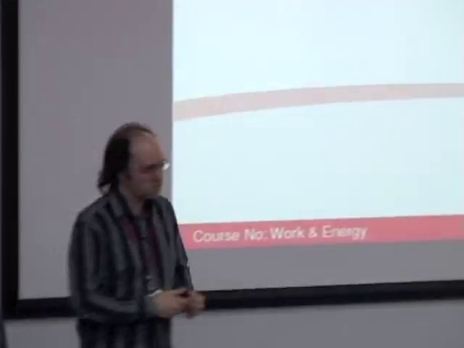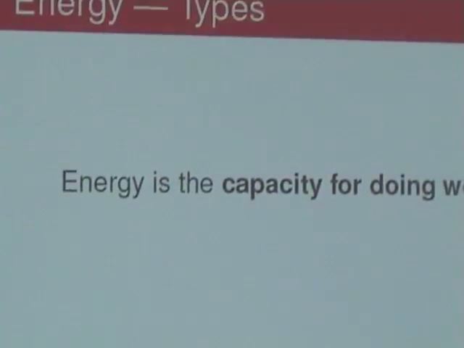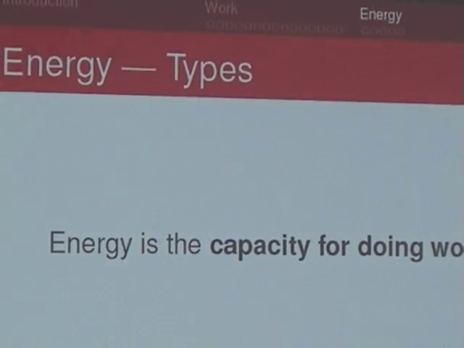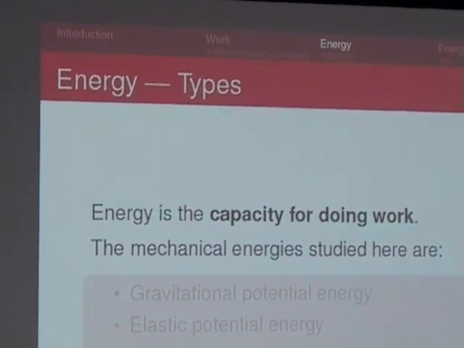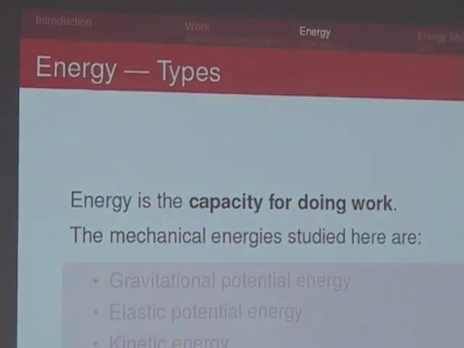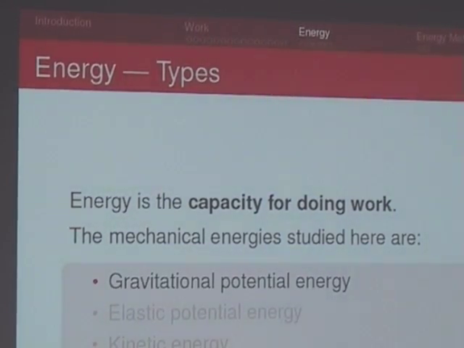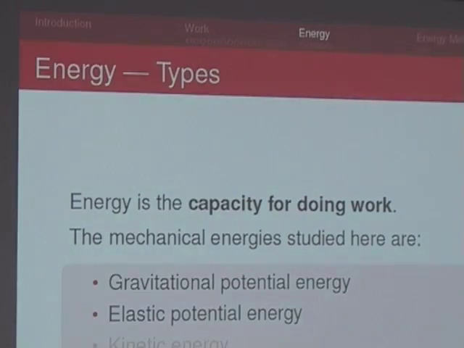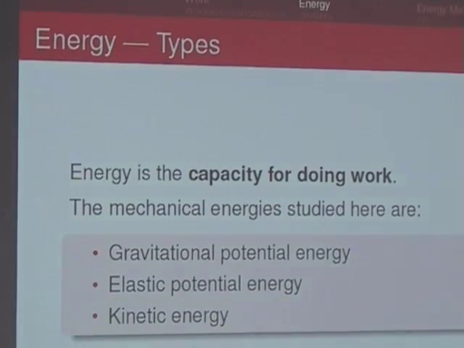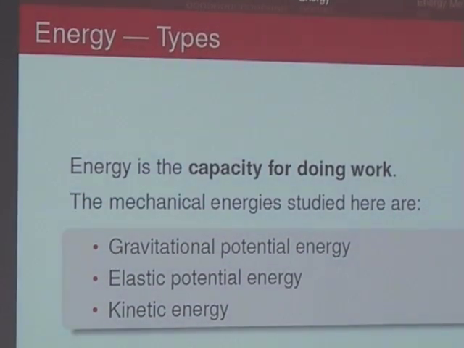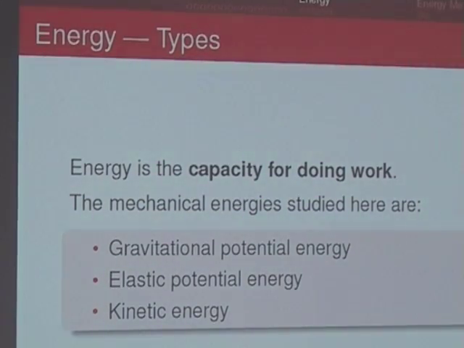Now, energy. Energy, we know, is the capacity for doing work. Energy is the capacity for doing work. And there are 3 mechanical energies that we're going to study here: gravitational potential energy, elastic potential energy, and kinetic energy. They're the 3 that we're going to talk about. And quite simply, if work's going into doing something against gravity, then the gravitational energy is going to be the work that you put in against gravity. The same with elastic potential energy and the same with kinetic energy.